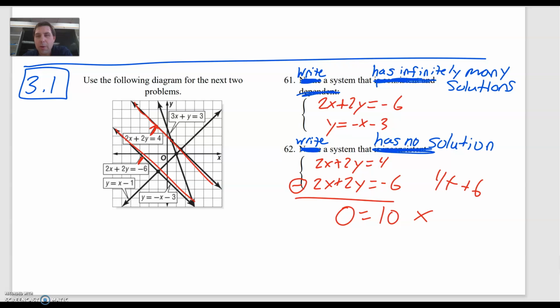Exactly what they wanted. So are you going to see a question like that on the final? No, but the idea of what infinitely many solutions and what no solutions represent should be understood.